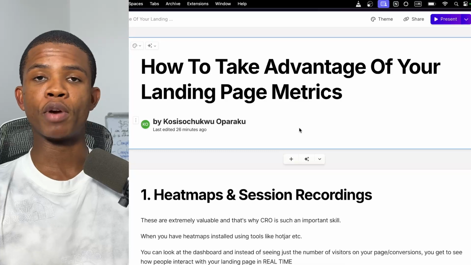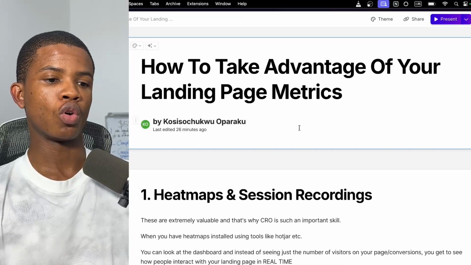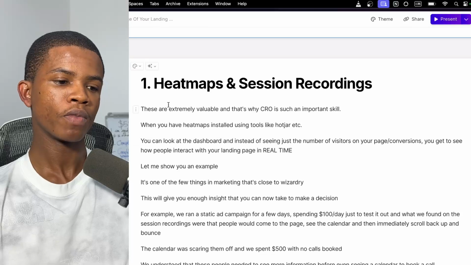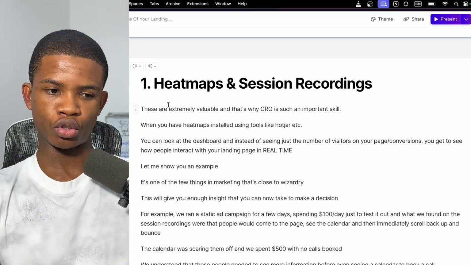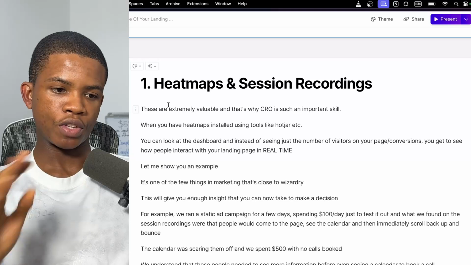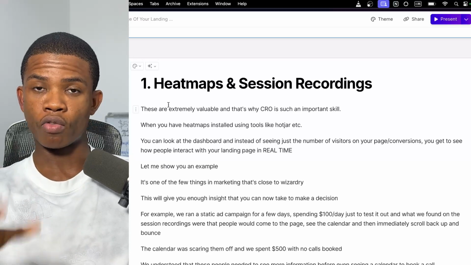So I'm going to be breaking down everything here, as you can see. So without further ado, let's get into the first one, which is heat maps and session recordings. So heat maps and session recordings are extremely valuable, right? And that's why CRO is such an important skill. CRO is conversion rate optimization.